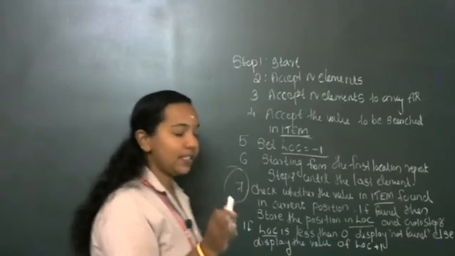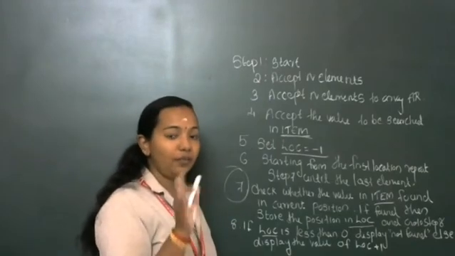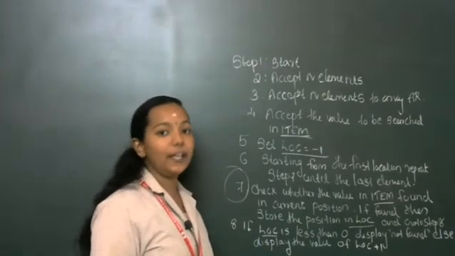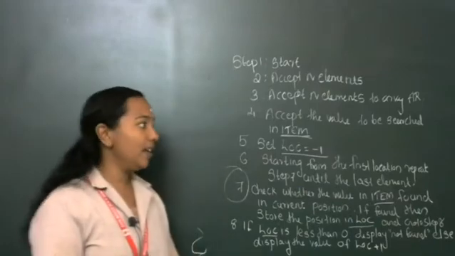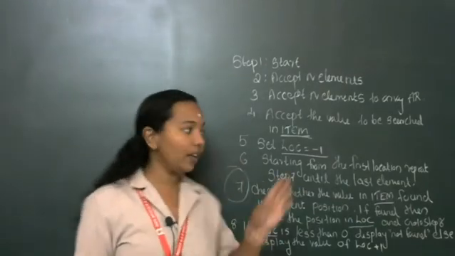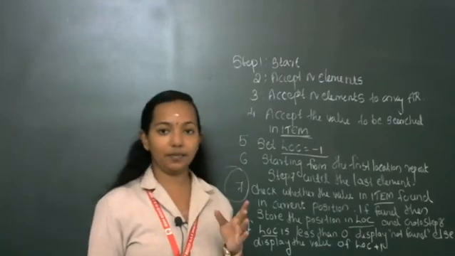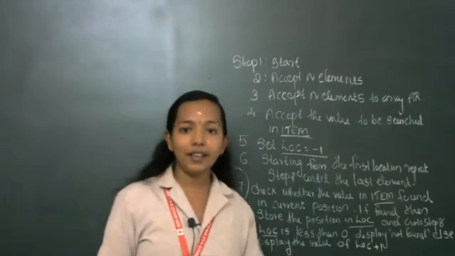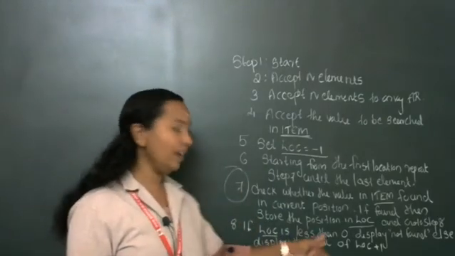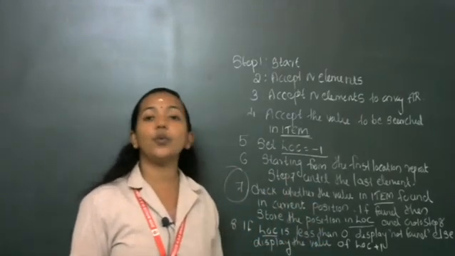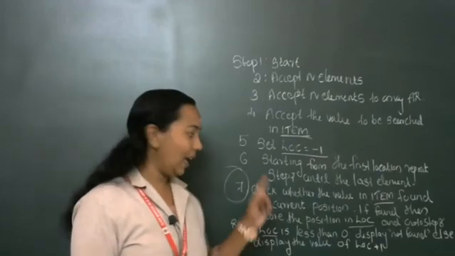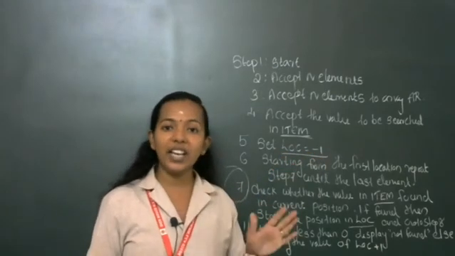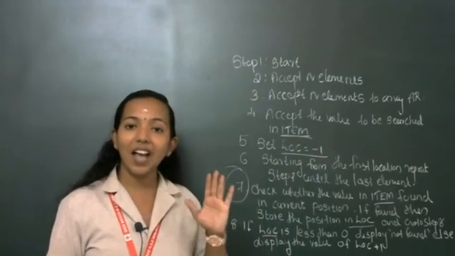If we found the item, then we are assigning the position into LOC and go to step 8. That means if we found the element in any of the array elements, then definitely the value of LOC will be greater than or equal to 0. If LOC is less than 0, that means the value of LOC never changed. That means we didn't find that item.